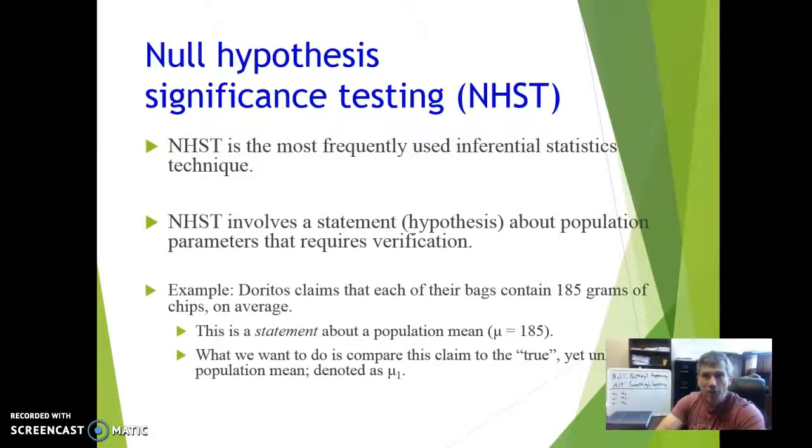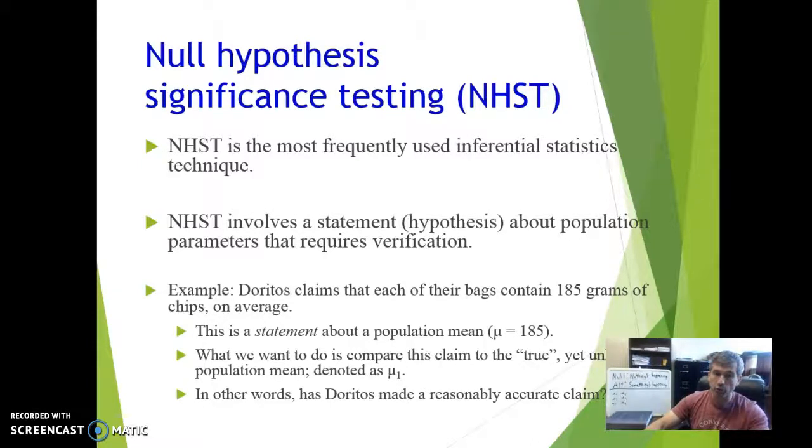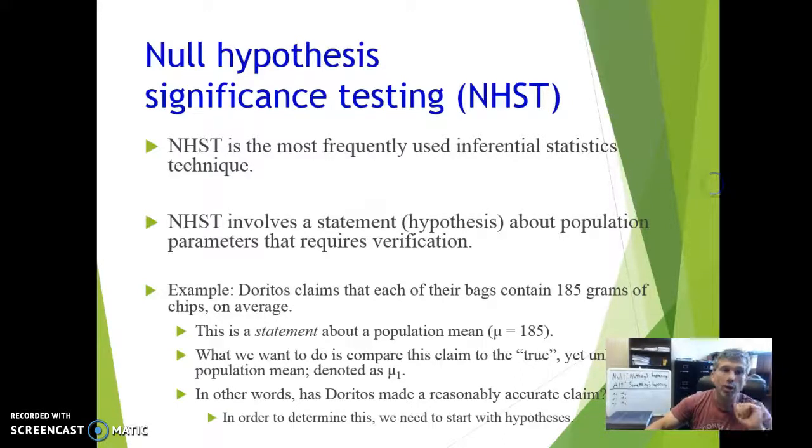The way to actually measure mu1 would be to get every single Doritos bag on Earth and weigh them all and average them together, and that's just not going to happen. So we're going to represent mu1 with a sample of scores and make that comparison. But either way, at the start, we're making a claim about population parameters, and we're asking, has Doritos made an accurate claim or not? So to determine this, we need to start with hypotheses, and that's the core of this null hypothesis significance testing process.